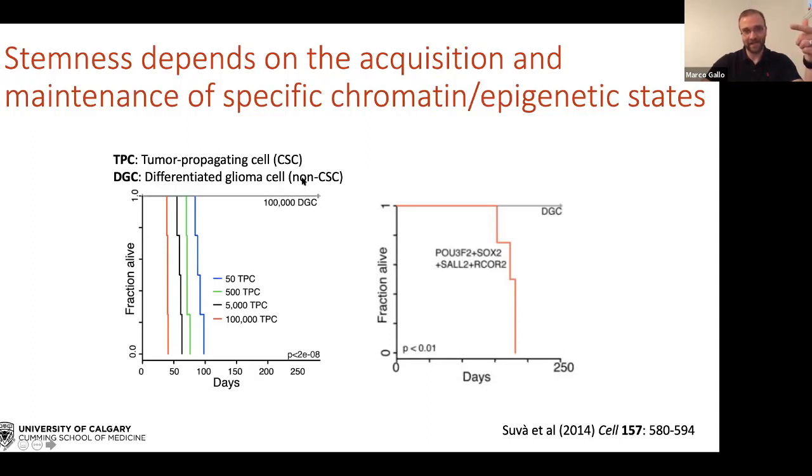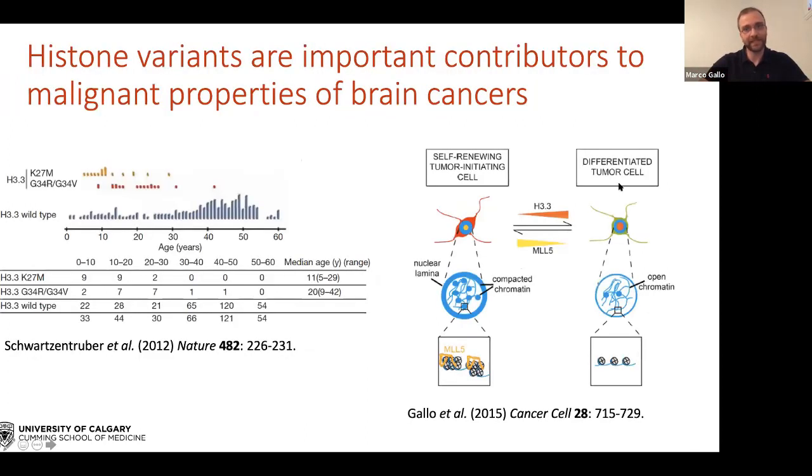Okay, but if you take these totally differentiated non-stem cells and you reprogram them by adding 4 transcription factors in a very Yamanaka-like experiment, all of a sudden the cells become tumorigenic again, they self-renew, and they kill the mice. Okay, so epigenetics plays a big role in the biology of GBM stem cells. And the particular aspect of epigenomics and chromatin biology that my lab is really interested in are histone variants.